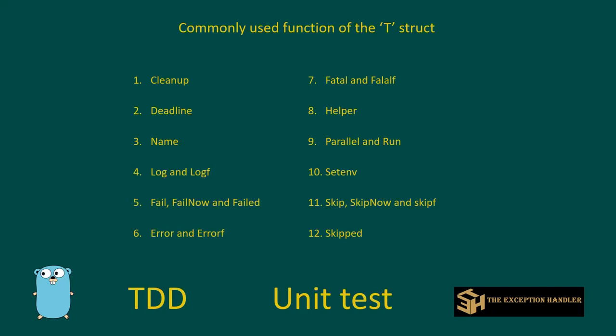Let's say you encounter a scenario and you mark it as fail, but you have some steps after that as well. The fail function will allow you to execute the rest of the steps in that test case, but fail now will stop the test case execution and continue with any other test case that is in the list. Now let's see these functions in action in code.